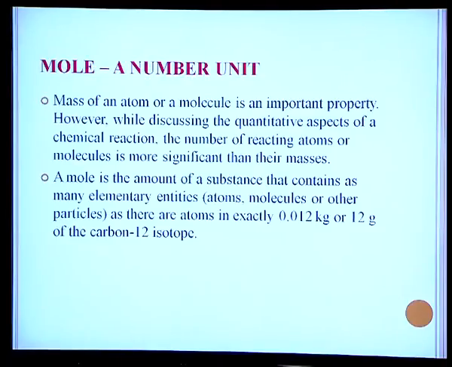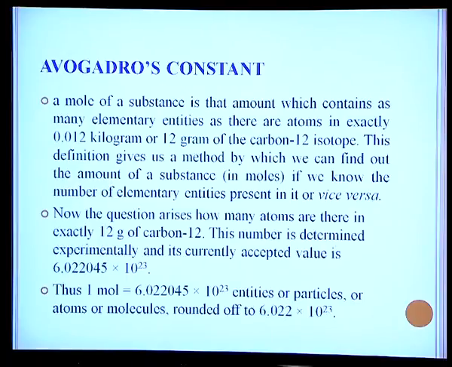Now, what is the mole concept? The mass of an atom or a molecule is an important property. However, while discussing the quantitative aspects of a chemical reaction, the number of reacting atoms or molecules is more significant than their masses. A mole is the amount of a substance that contains as many elementary entities, atoms, molecules, or other particles, as there are atoms in exactly 0.012 kg or 12 gram of the carbon-12 isotope. That is the Avogadro constant.